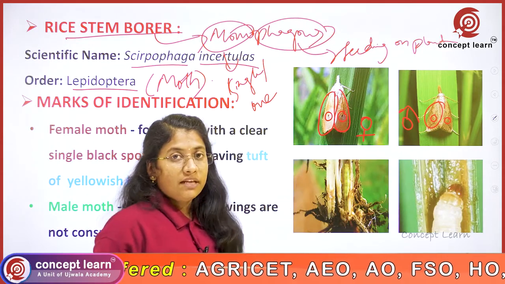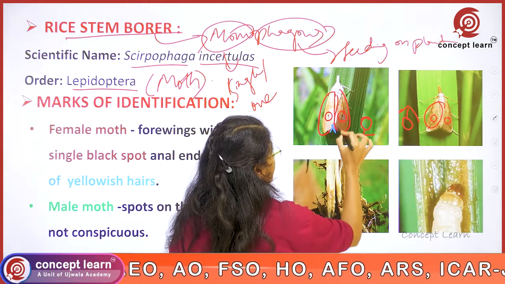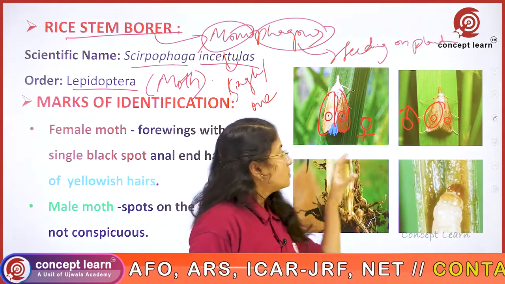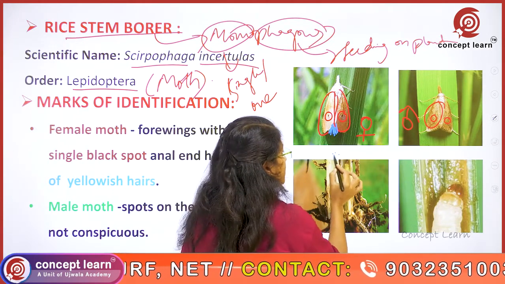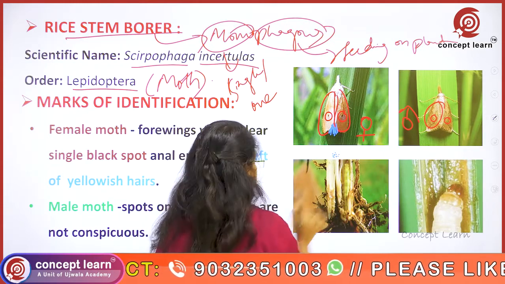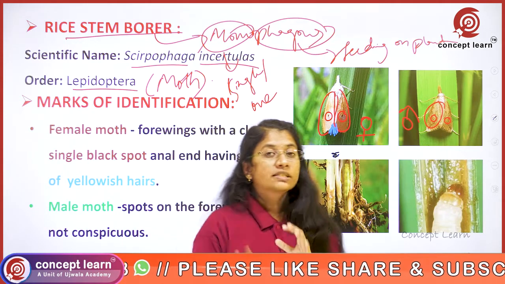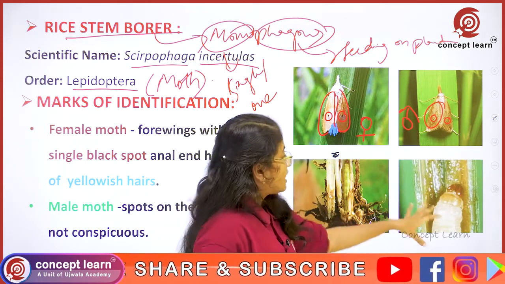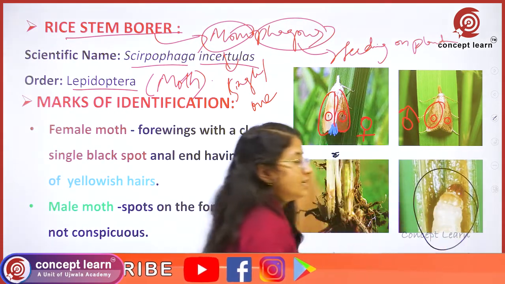Coming to this female, there is one more differentiation: it has an anal tuft of hairs towards the anal end of the abdomen. Whenever the female moth lays a cluster of eggs, those eggs are usually covered by this tuft of hairs as a means of protecting the eggs from other predators and parasitoids. The larval stage is usually found feeding within the stem.